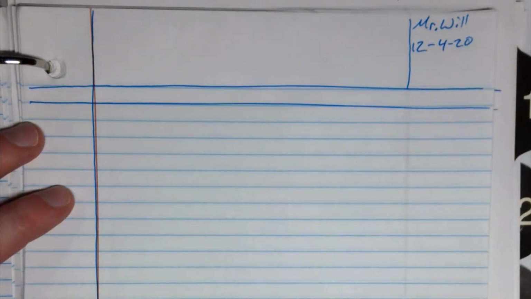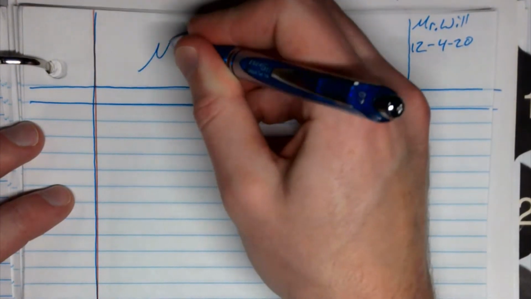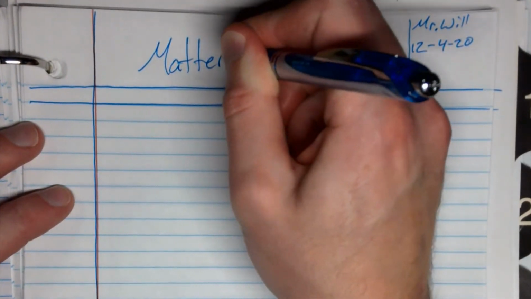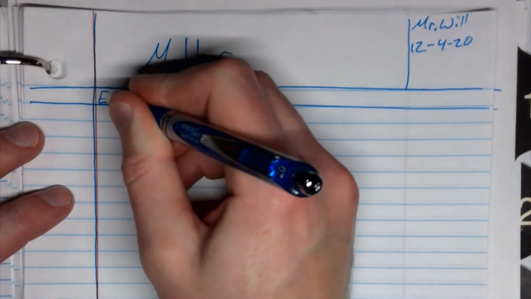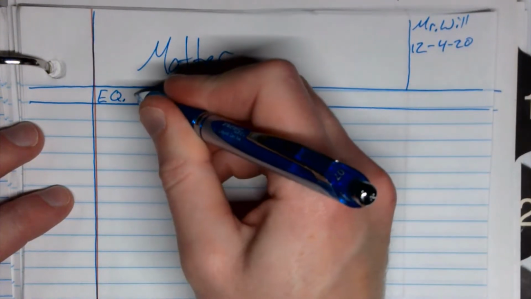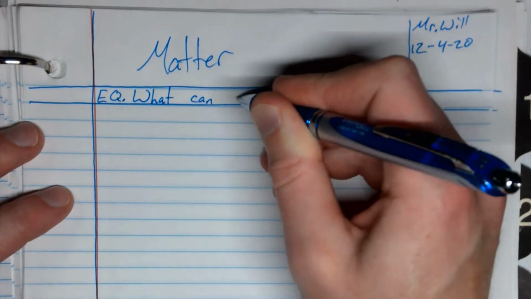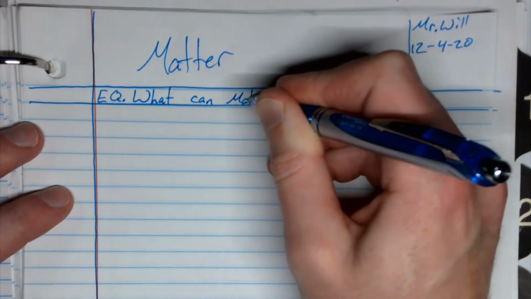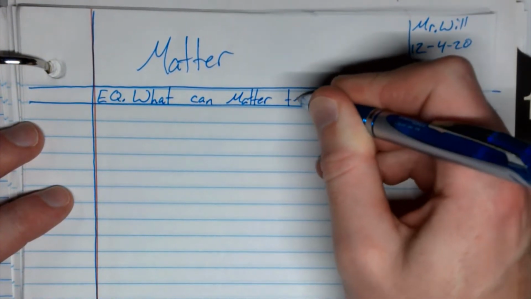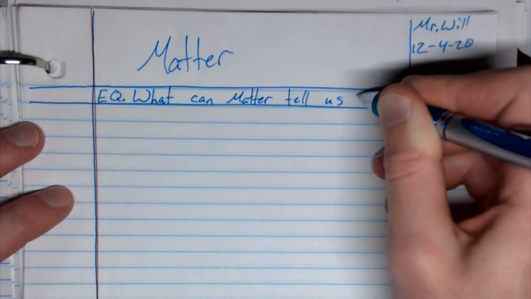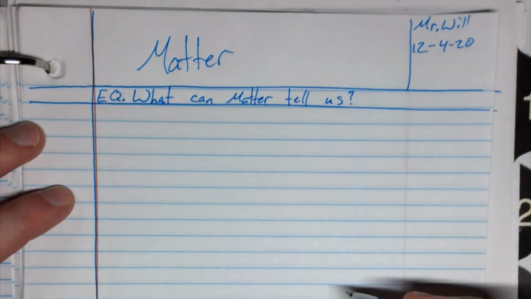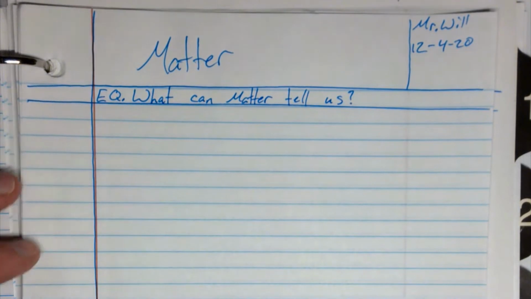All right. So this page is going to be about matter. And our essential question is, what can matter tell us? Pretty broad question. But first, we need to have our first vocab word, which is matter.